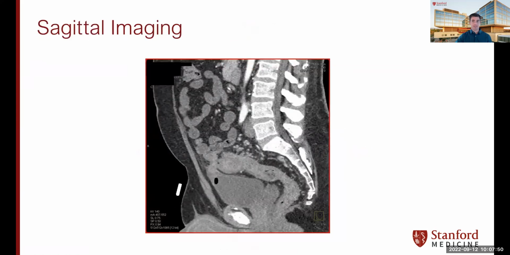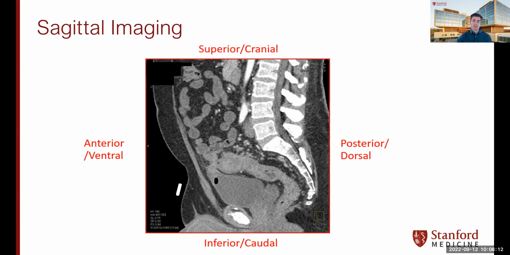Next up is sagittal imaging. This is a series of cuts from lateral to medial, right? So you can imagine when you're looking at this image, the person's left is coming out of the screen, the person's right is going into the screen. And so this gives you, again, 4 locations. So anterior or ventral, posterior and dorsal, superior and cranial, and then inferior and caudal, okay?